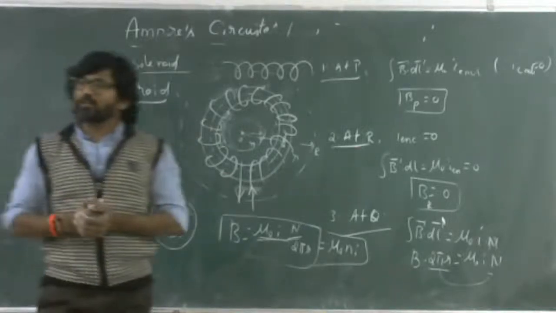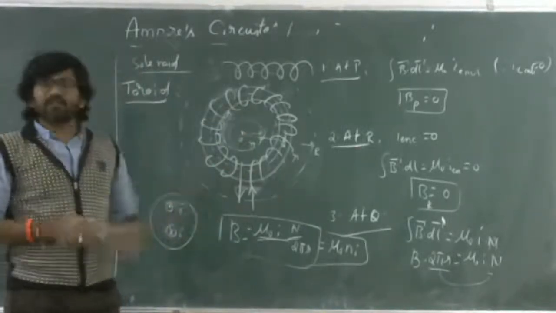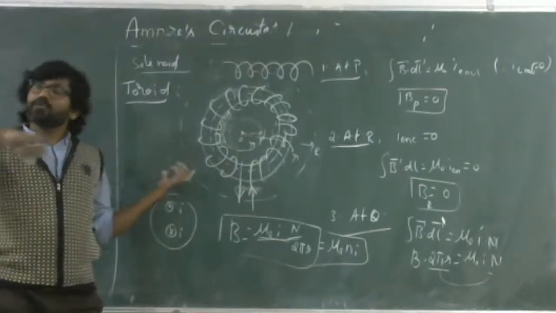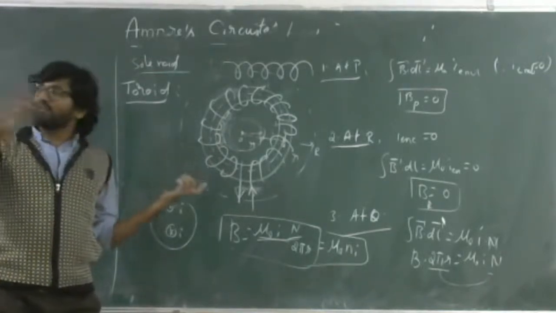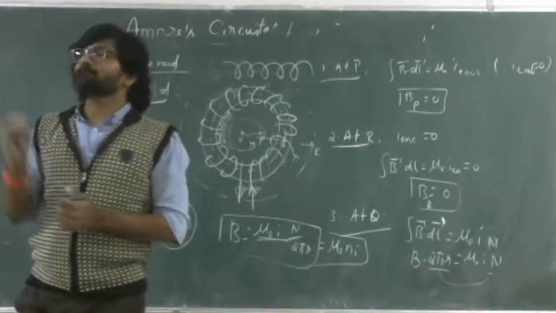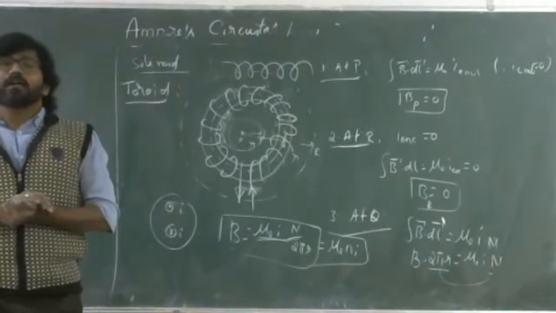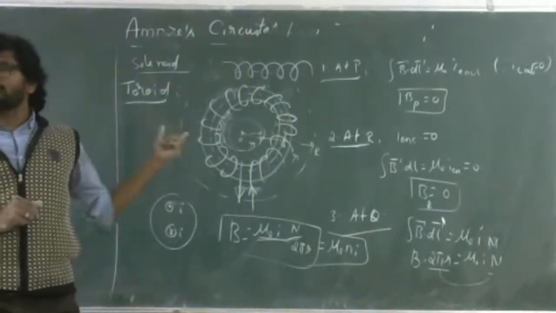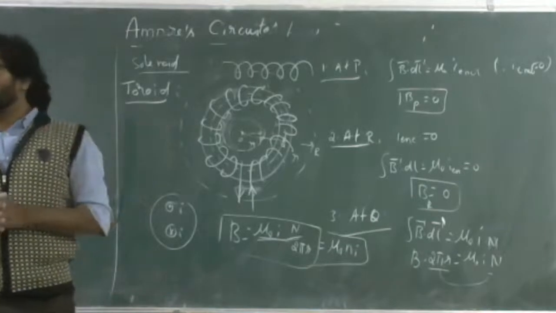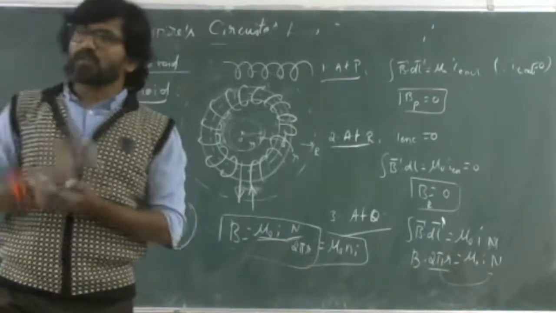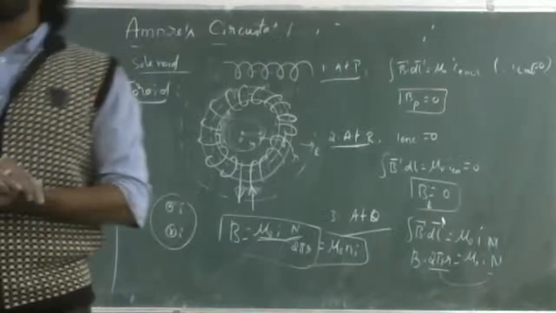So try to go through those and compare with this, then you can understand how to find the magnetic field due to the toroid and also due to the solenoid. This is briefly the concept of Ampere's law applications. Go through this and understand the simple points and try to work out some questions based on this.